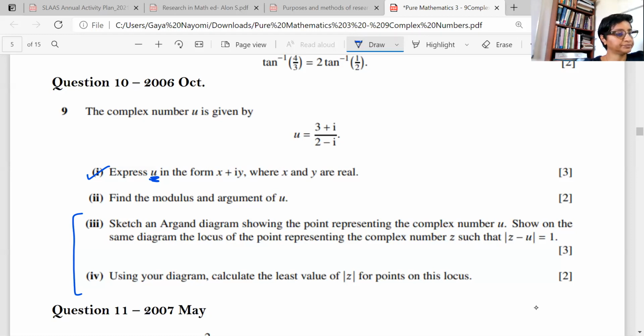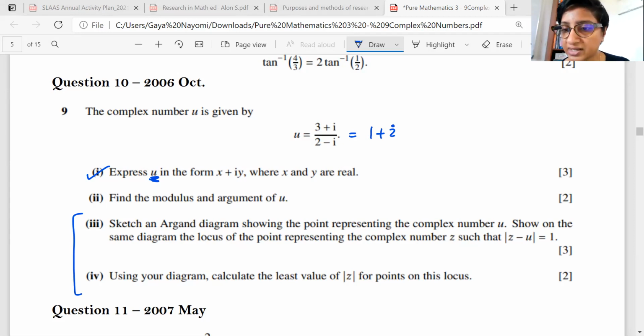What's u? Did you find u? What is this equal to? 1 plus i. Thank you, Netni. This is 1 plus i. So now you can do part 3 and 4. Sketch an Argand diagram showing the point representing the complex number u. Show on the same diagram the locus of the point representing the complex number z such that modulus of z minus u equals 1. Is this something to do with the circle or a perpendicular bisector?